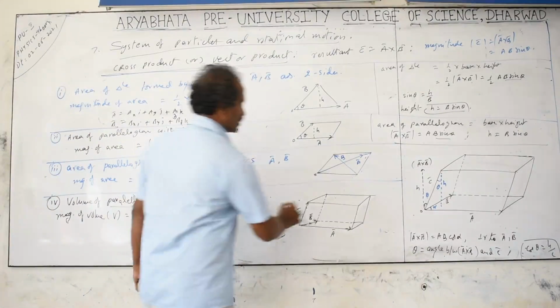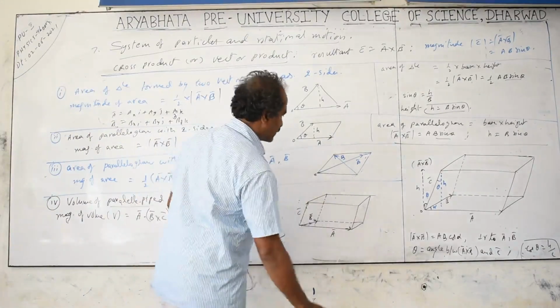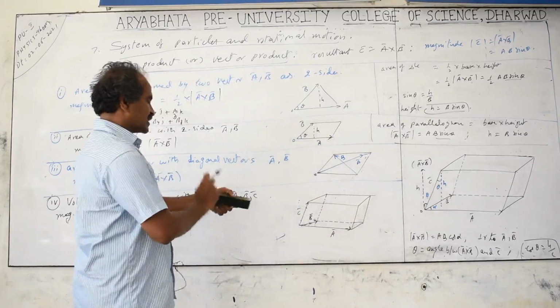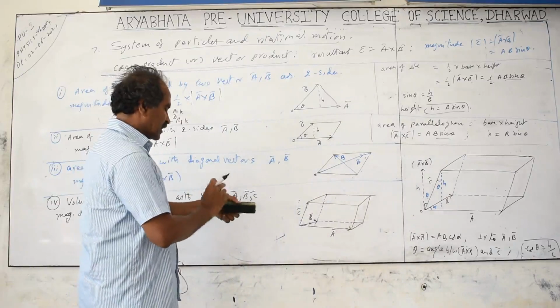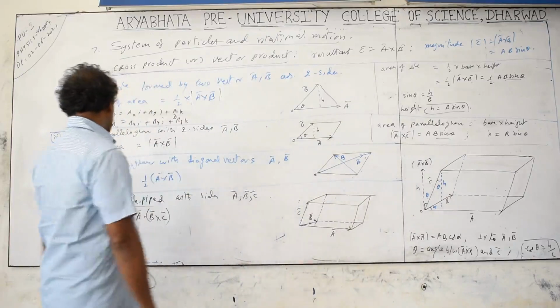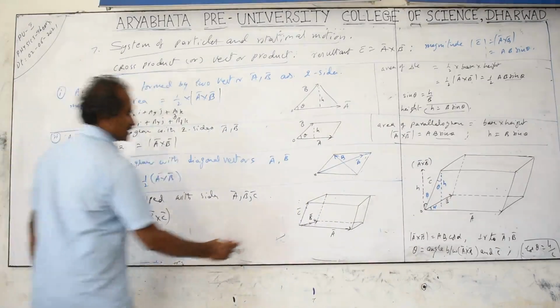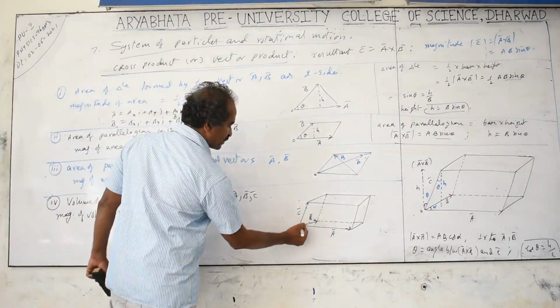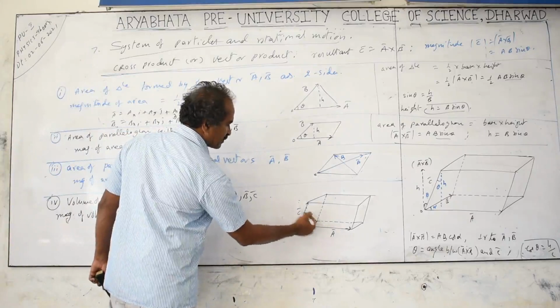It has parallelogram cross sections, therefore it's called a parallelepiped. It is three-dimensional. Like this, for this length, half into base into height, length into breadth into height is the volume. Now a similar case we consider in terms of vectors. The parallelepiped is formed by the three side vectors A bar, B bar, C bar.